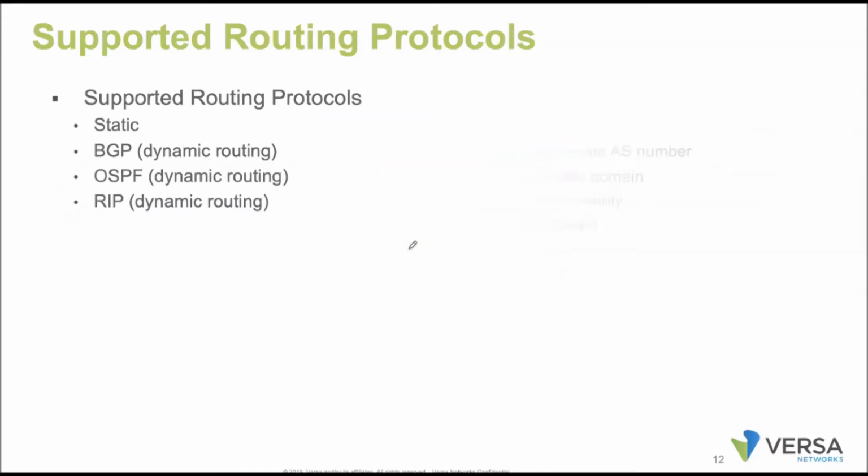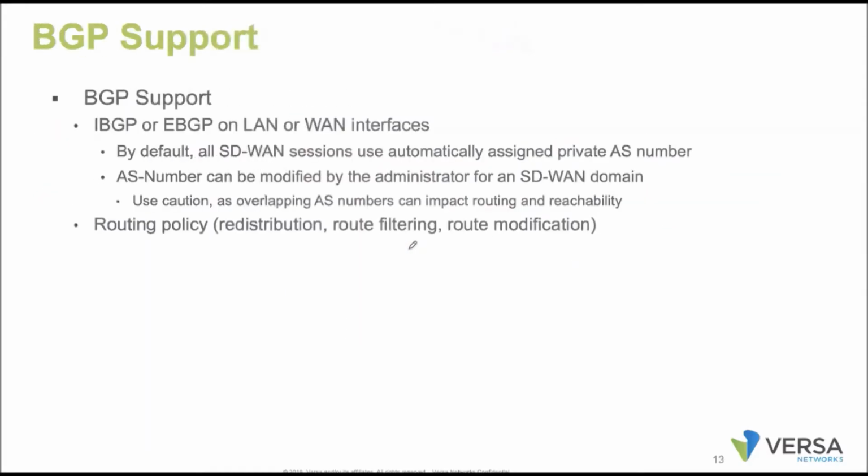When it comes to BGP, here is the support we have on the Versa Flex VNF. It supports iBGP or eBGP on both LAN side interfaces as well as WAN side interfaces. So if you want to manually create some BGP configuration at the LAN side interfaces or at the WAN side interfaces, you are good to do that.